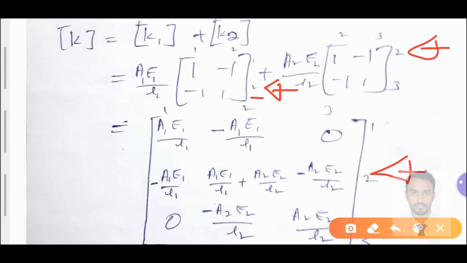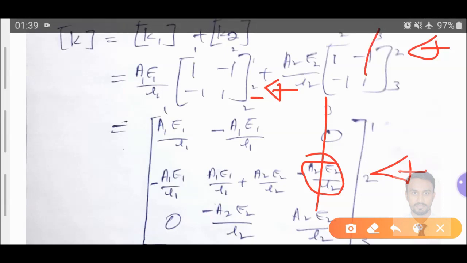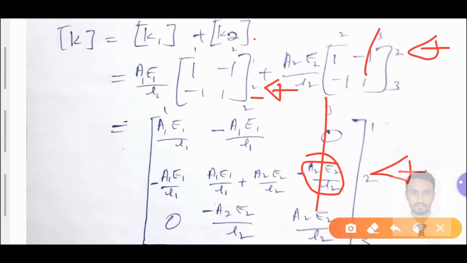So still we need to get this value. So second row third column, and we don't have any second row third column here. So 0 plus, what is that? Second row third column here. So minus 1, that means minus a2 e2 divided by l2, second row third column. Similarly, I go with the next bit.